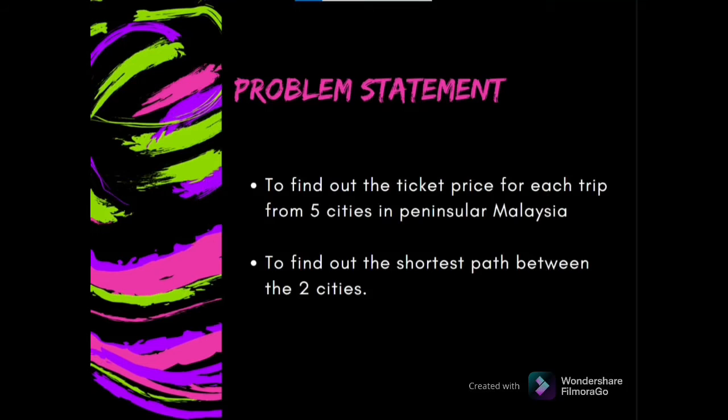Problem statement. The Express Bus Association company wants to know the ticket price and the distance for each trip from the 5 cities in Peninsular Malaysia. Each trip from these major cities has a different ticket price depending on the distance traveled. Also, to find out the shortest path between two cities with the result of our project, it can make it easier for the Express Bus Association company to know the travel ticket price and travel distance from each of the cities.